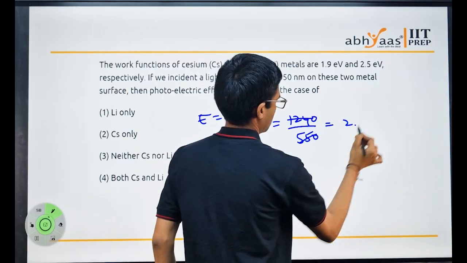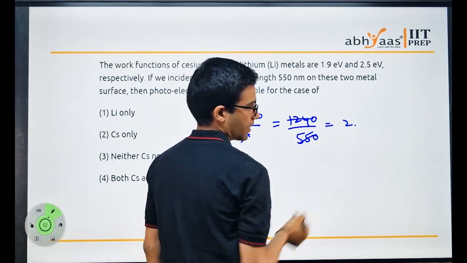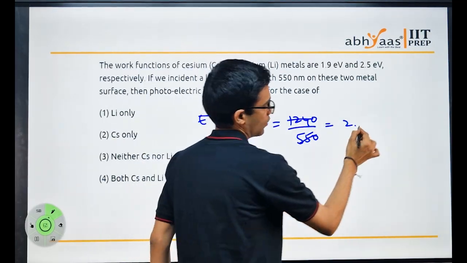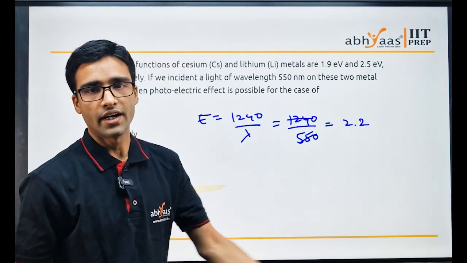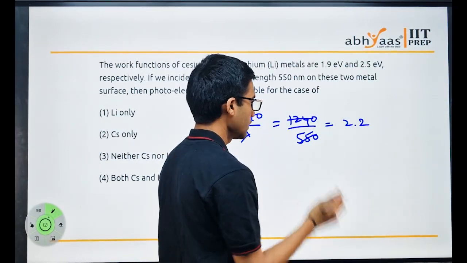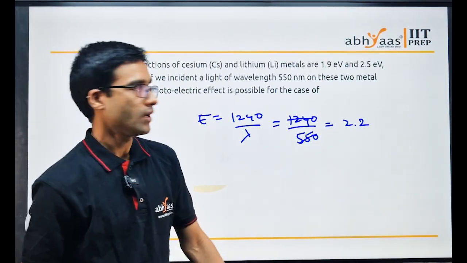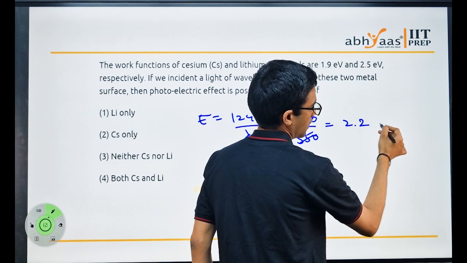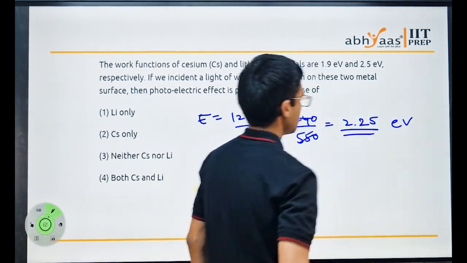Next, see this: 1100 means 140 remains, so if you take a point, it will be 1400. 1400 means again 550 into 2 is 1100, 300 remaining, so it will be 3000. So it will be around 2.24 or something. If you approximate, you will get 2.25 electron volts.